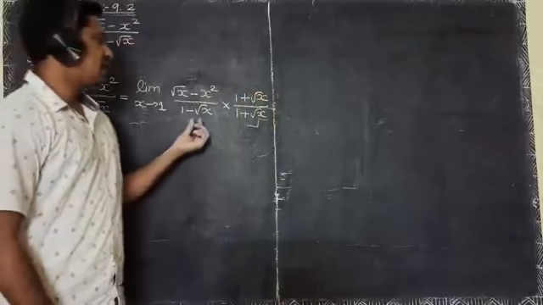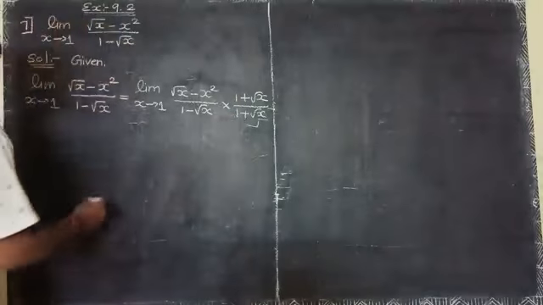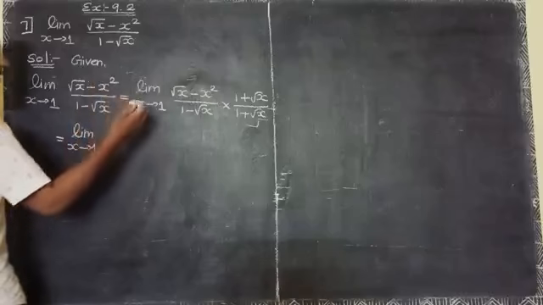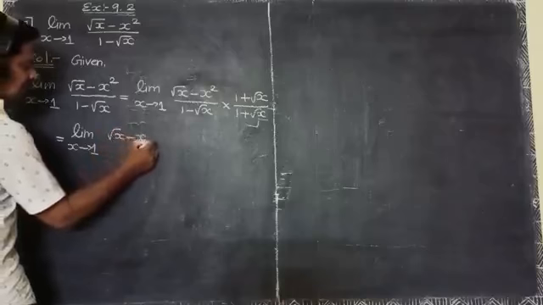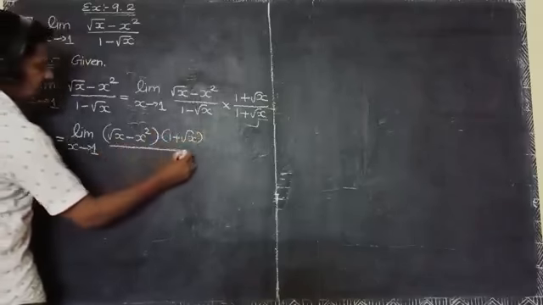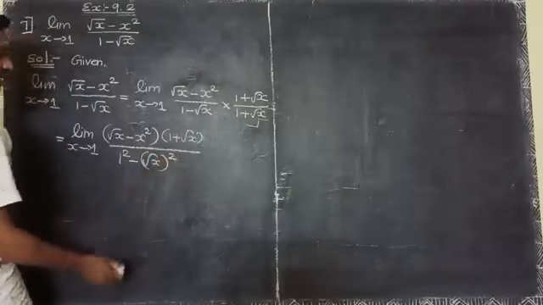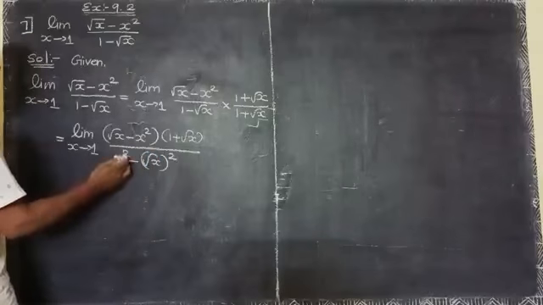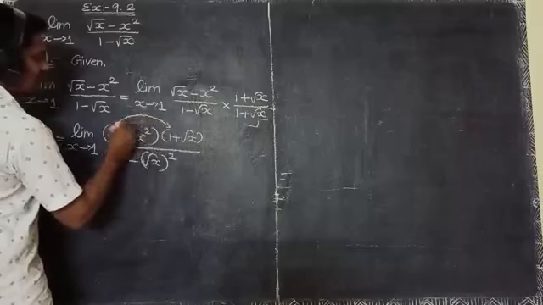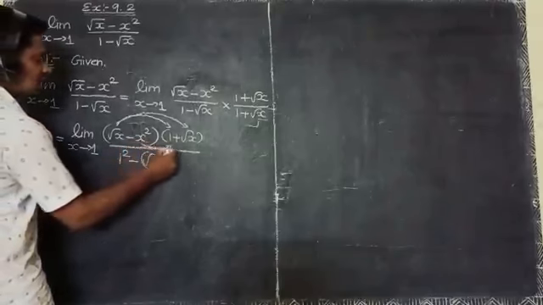The denominator is in the form a plus b into a minus b, which can be written as a square minus b square. Here, limit as x approaches 1, the numerator is root x minus x square into 1 plus root x, divided by the denominator 1 square minus root x the whole square. Here the square and root cancel. Finally we get 1 minus x. Then the numerator root x is multiplied by the factor 1 plus root x, and minus x square is also multiplied by the factor 1 plus root x.